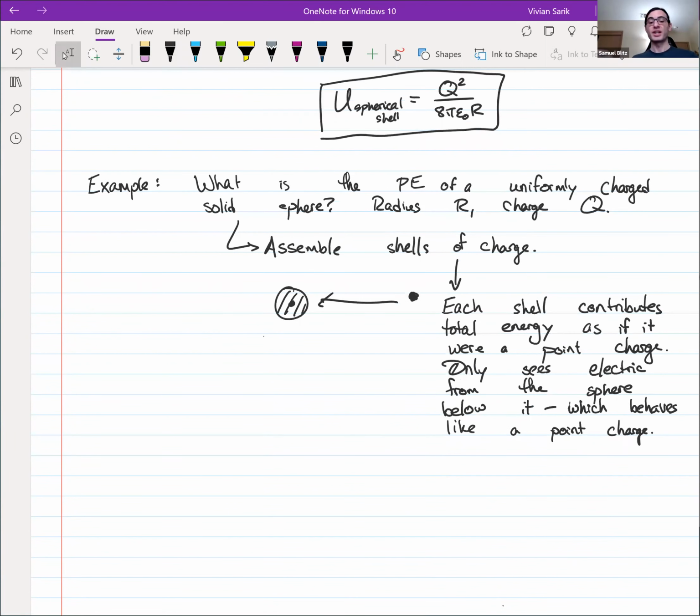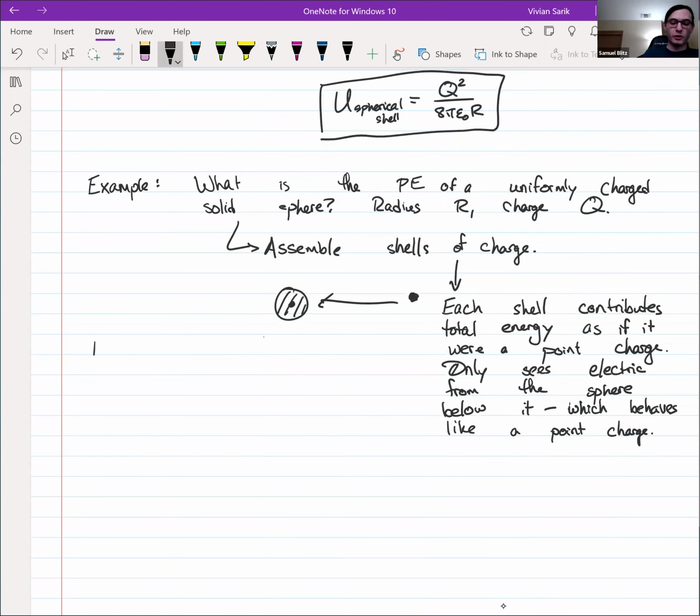So now let's actually go through the computation. First we want to note that it should be uniformly charged, so the charge density should be the total charge divided by the total volume. The volume of a sphere is 4/3 pi R cubed. So the charge density is 3Q over 4 pi R cubed. Check that that's equal to Q divided by the volume of the sphere.